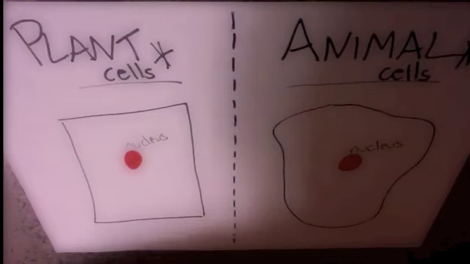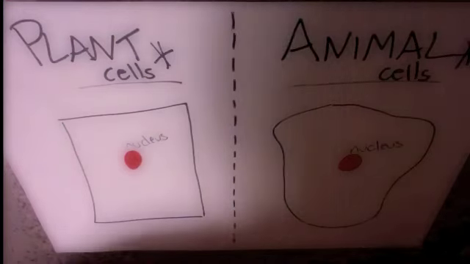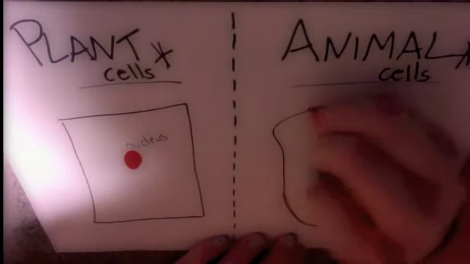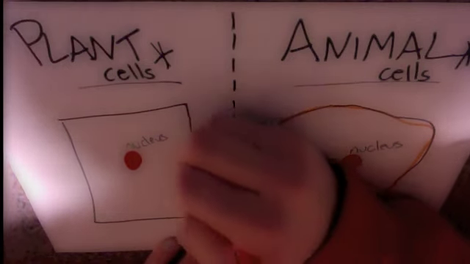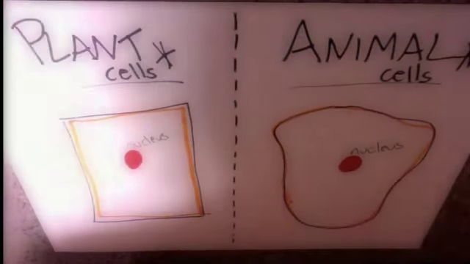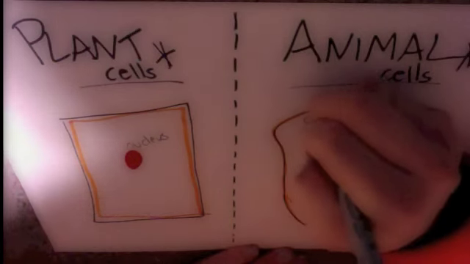Okay, what else do plant cells and animal cells have in common? Well, they also have something called the cell membrane. The cell membrane is the outer layer of animal cells and is just inside the outer layer of plant cells right here. And the cell membrane is special because it controls what enters and exits the cell.